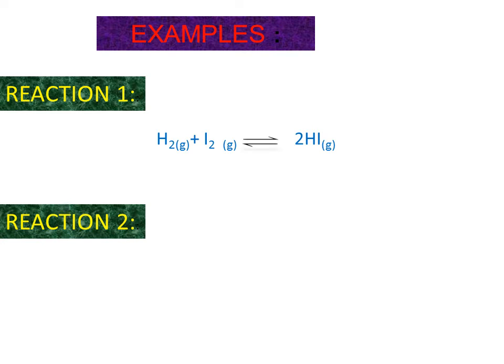The other example is reaction number 2, when 1 mole of nitrogen reacts with 3 moles of hydrogen, it will give us 2 moles of ammonia gas. This is also a reversible reaction because the ammonia goes back and gives us 3 moles of hydrogen and 1 mole of nitrogen gas in the backward direction. So both of these are examples of chemical equilibrium and also reversible reactions.